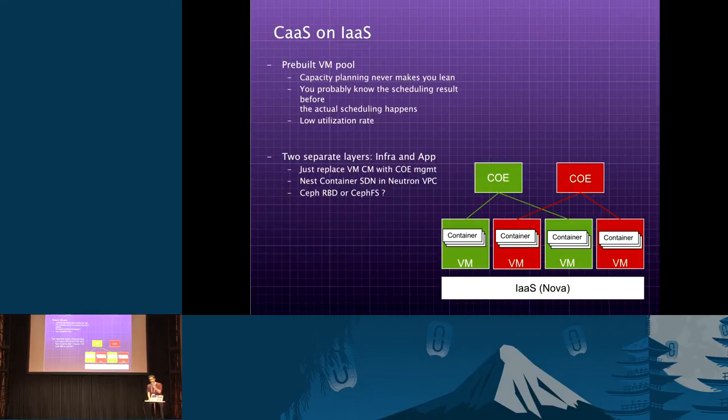You have the Neutron VPC out there, and then you run a libnetwork container SDN in the Neutron VPC. This double layer makes it really hard to build, manage, and debug. Also think about Ceph, the RBD stuff. AWS already has EBS volumes, so how do you do persistent storage for your containers? You use Flocker or some other persistent storage on top of your EBS volumes. It's still a double layer of complexity.